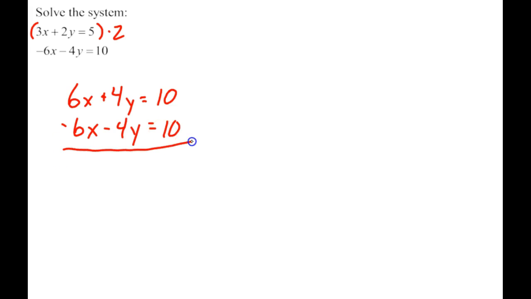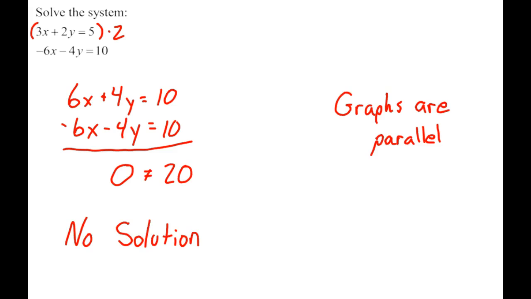Now using the elimination method, we would add these two equations together. On the left side, all of our terms cancel out, so we're left with 0 equal to 20, which we know is not a true statement. So when we get a number equal to a different number, some statement that is not true, that implies there is no real solution to the system. When there is no real solution to the system, that implies the graphs must be parallel to each other. They will never intersect.